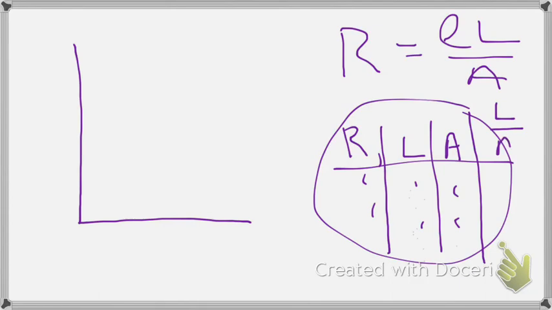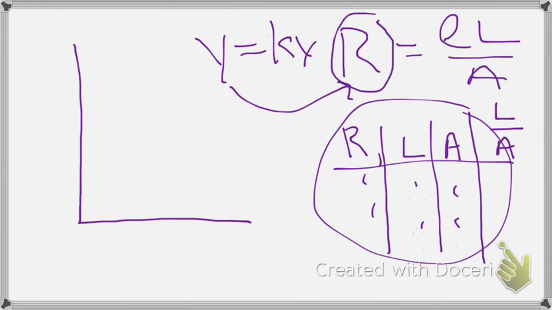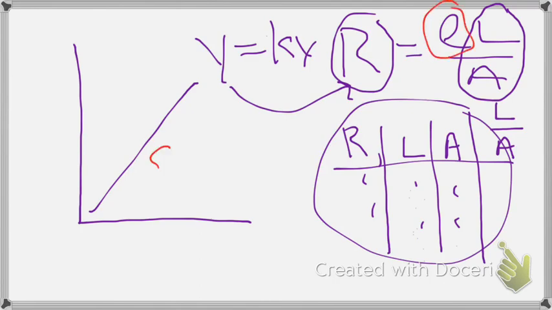thing to do would be to calculate L over A, because that would be the easiest thing to do. If you look at the formula, y equals kx, and you look at resistance as the y variable, and L over A is the x variable, the slope of the line, when you plot it out on a graph, should be the resistivity. So that slope winds up being the resistivity.